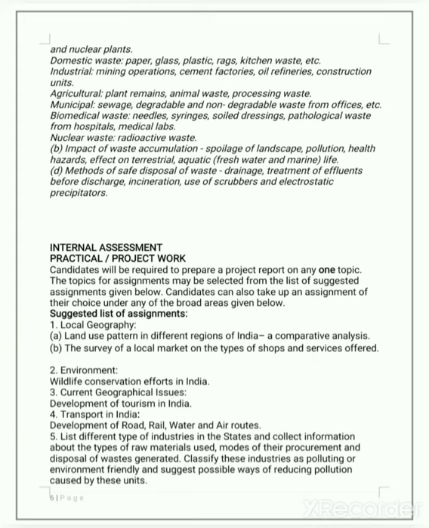So here what you are supposed to do is you have to make a list of different types of industries in the states, and you have to collect information about the types of raw materials used by those industries, the modes of their procurement and how their wastes are being disposed. Then you have to classify those industries as polluting or environment friendly, and you are also required to suggest possible ways of reducing pollution caused by these units. Okay. Now let us move on to the next topic.